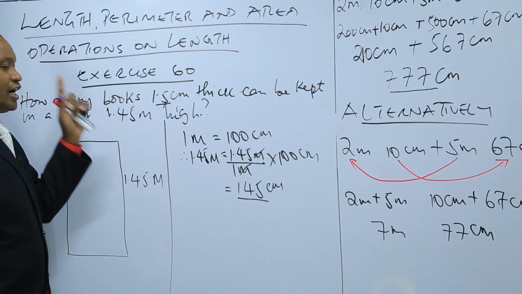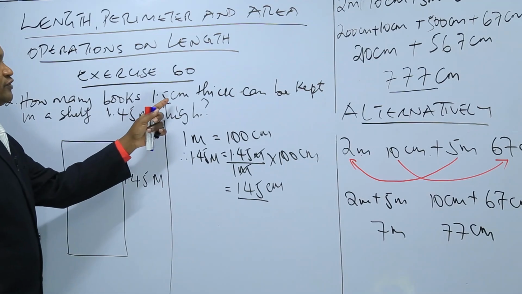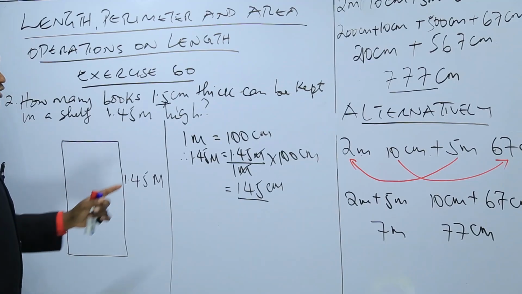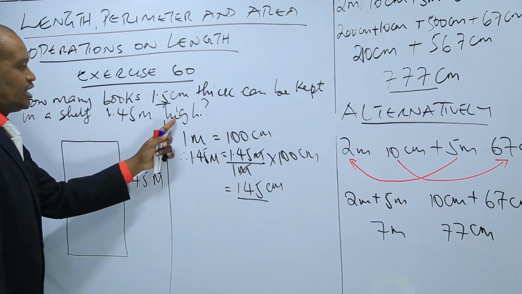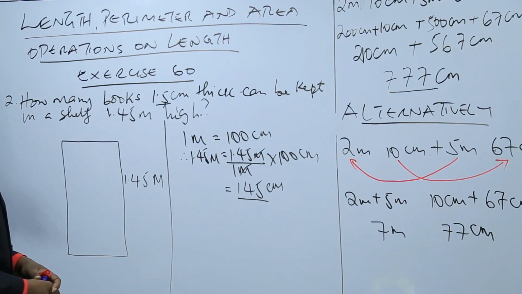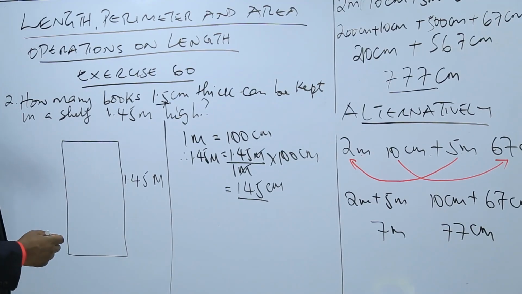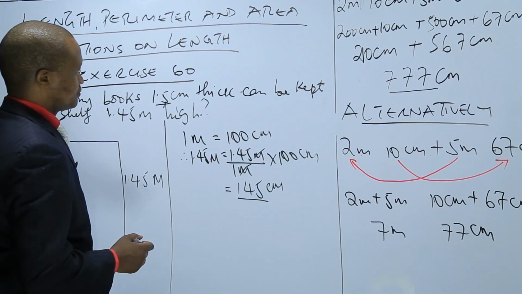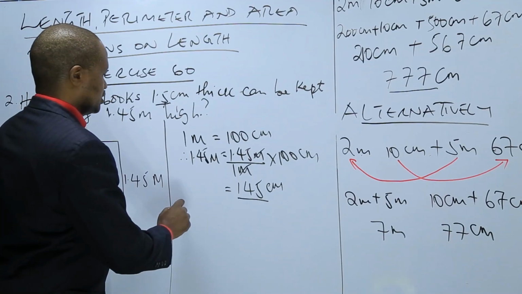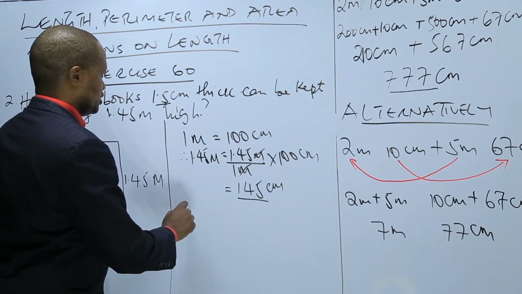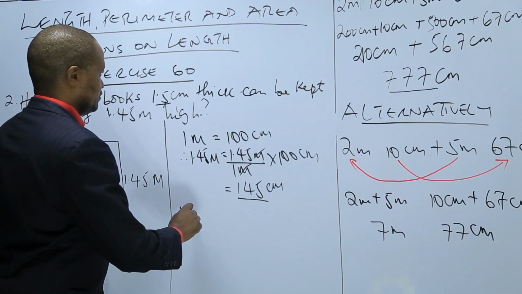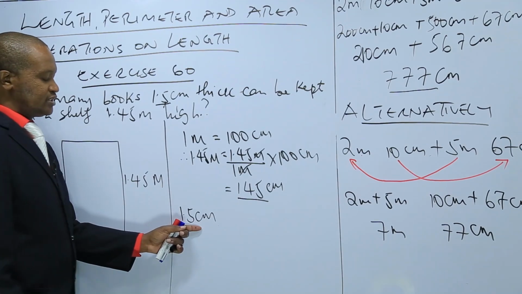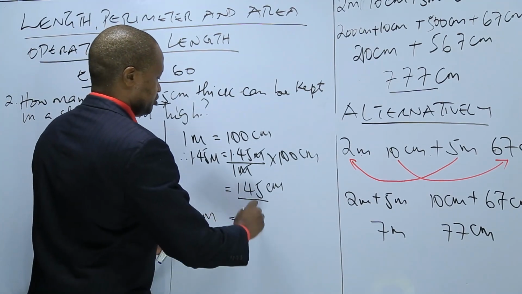The question is, how many books 1.5 centimeters thick can be kept in a shelf? And this shelf is 145 centimeters high. So how do we calculate the number of books? So we know that 1.5 centimeters is taken up by one book.